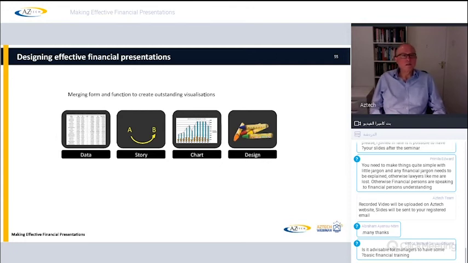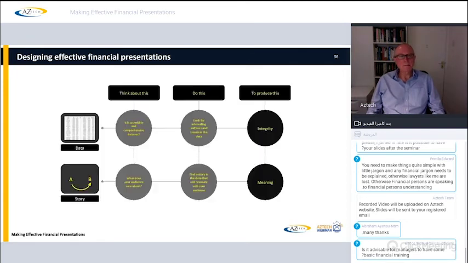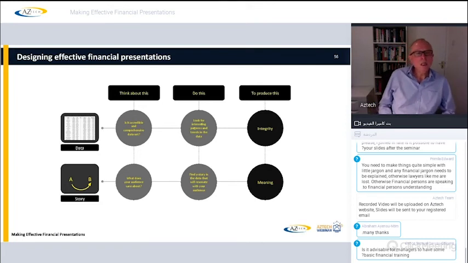What we're aiming to do with effective financial presentations is to merge form and function to create an outstanding visualization. There's 4 components to making an effective and outstanding visualization: the data, the story, the chart, and the design.